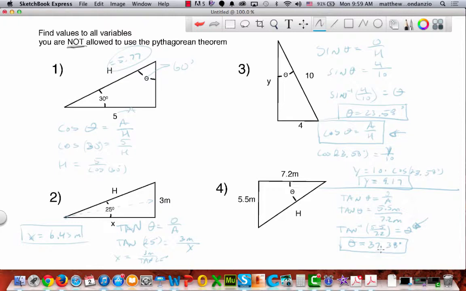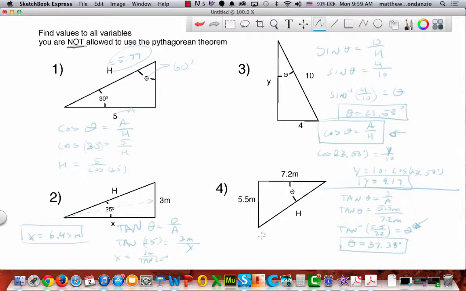All right, so now I've got my theta. How do I figure out my h? Not using the Pythagorean theorem. Is sine the only thing you could use? What else could you use? Cosine, right? Because you're looking for the hypotenuse and you've got opposite and adjacent.